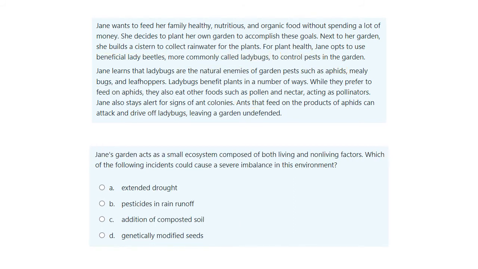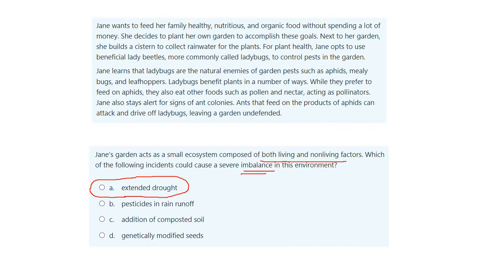Jane's garden acts as a small ecosystem composed of both living and non-living factors. Which of the following incidents could cause a severe imbalance in this environment? Well, if there was an extended drought, that means there would be no water for a long time. A drought means there's no rain. If there's no rain, the plants start to die. If the plants start to die, the animals either die or move away. So if there was a drought for a long time, there would be an imbalance in the environment. Things would start to die or move away.